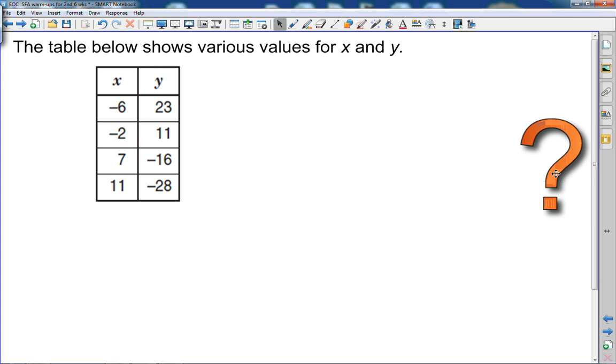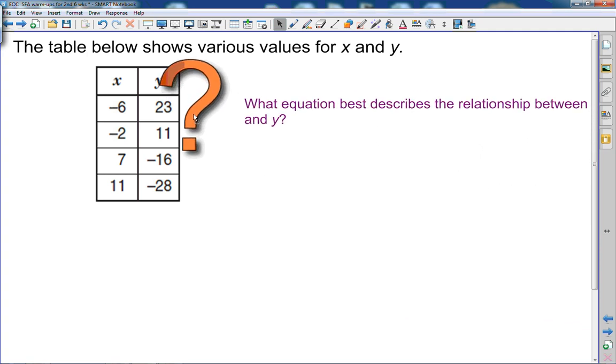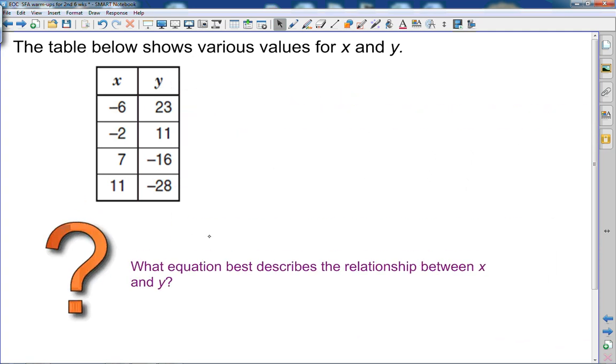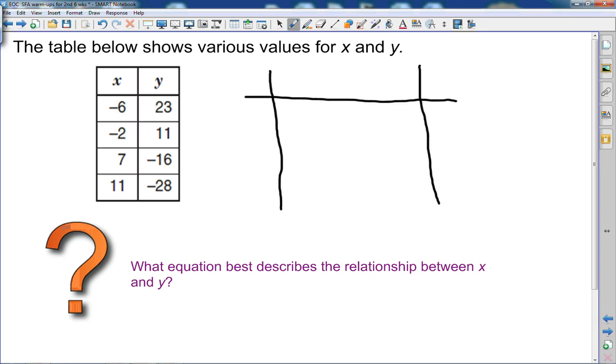Next one. What is the best equation? What equation best describes the relationship between x and y? So what it wants you to do is find the equation. I don't have a whole lot of room in my process, so I'm going to build my table a little bit wider. -6, -2, 7, 11, then x. I've got 23, 11, -16, -28. Remember, this is x, then y.